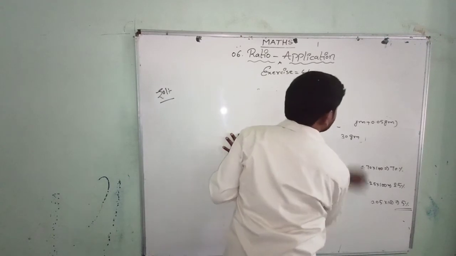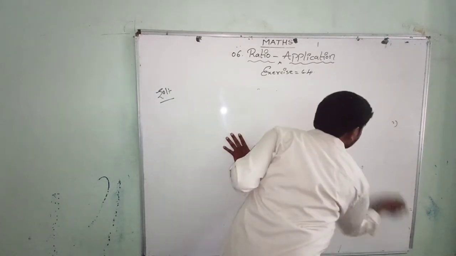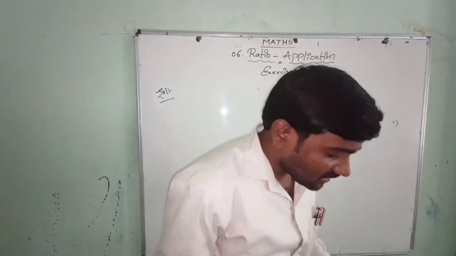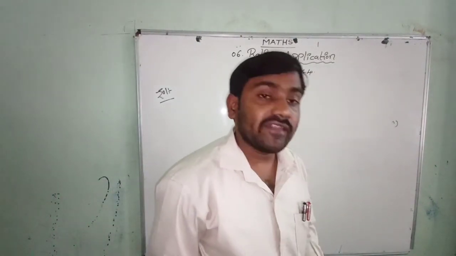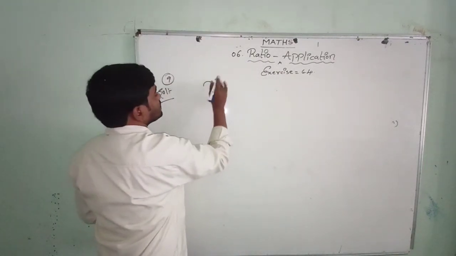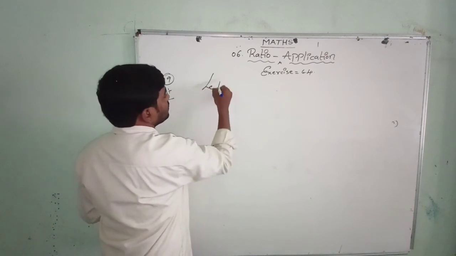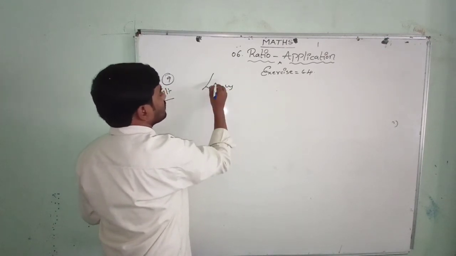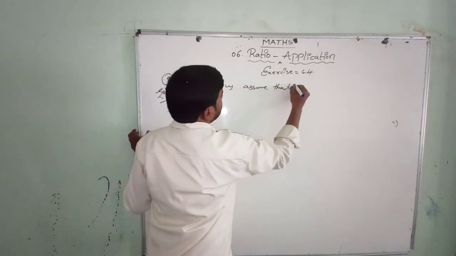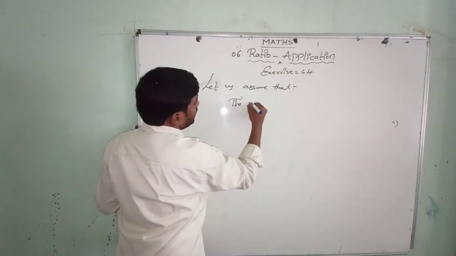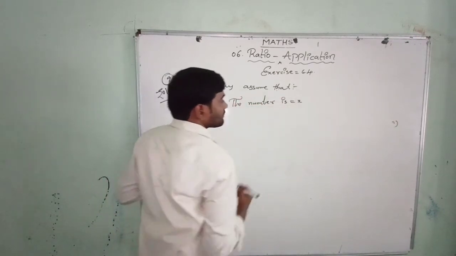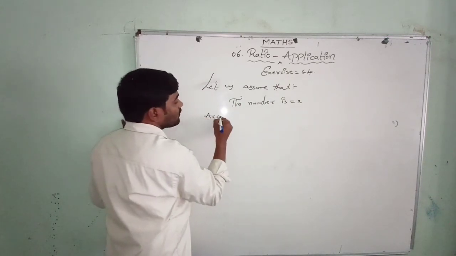We'll solve one more question of this exercise and we'll finish up. Let's see. 40% of a number is 800. Then find the number. Then we have to find out the number. Let us assume that the number is x.